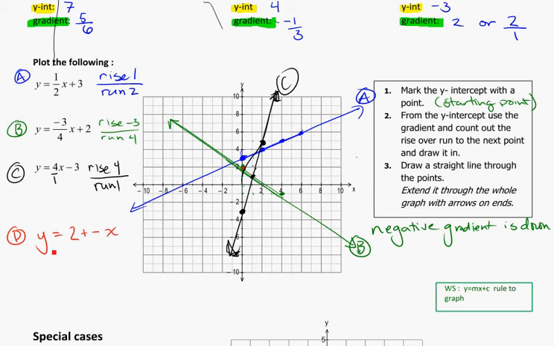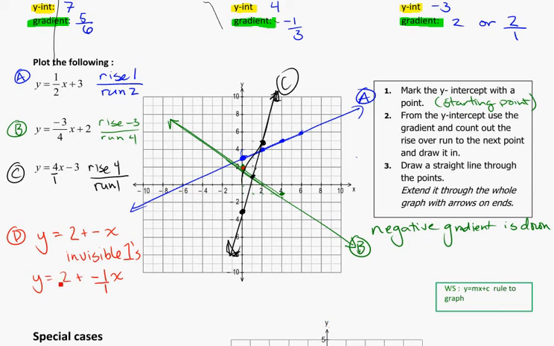Now my gradient is also tricky here, because the gradient's always the number with the x, and if you look here, you don't see a number. But watch out for your invisible numbers, especially your invisible ones. This equation really says y is equal to 2 plus negative 1x. And if there's no number in front of the letter, you can draw in an invisible 1. And once you've got that, the next trick to remember is, well, negative 1, that's not a fraction for me yet, so I can still write that as negative 1 over 1.